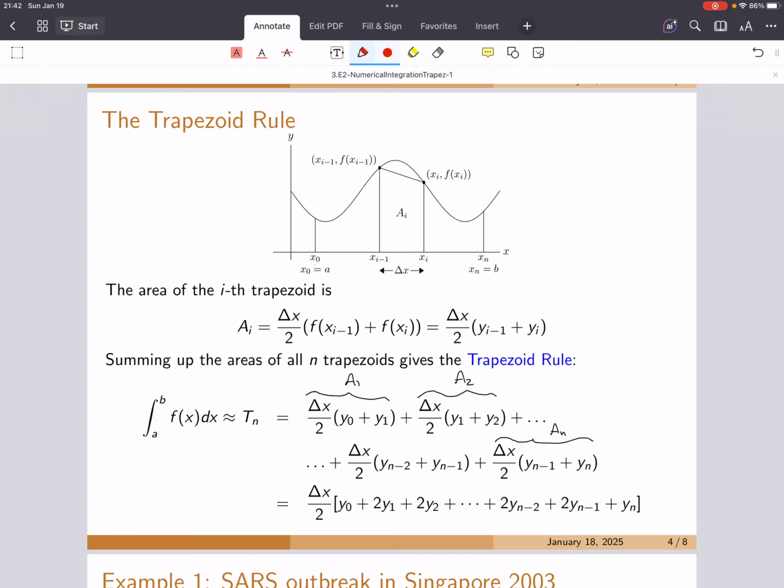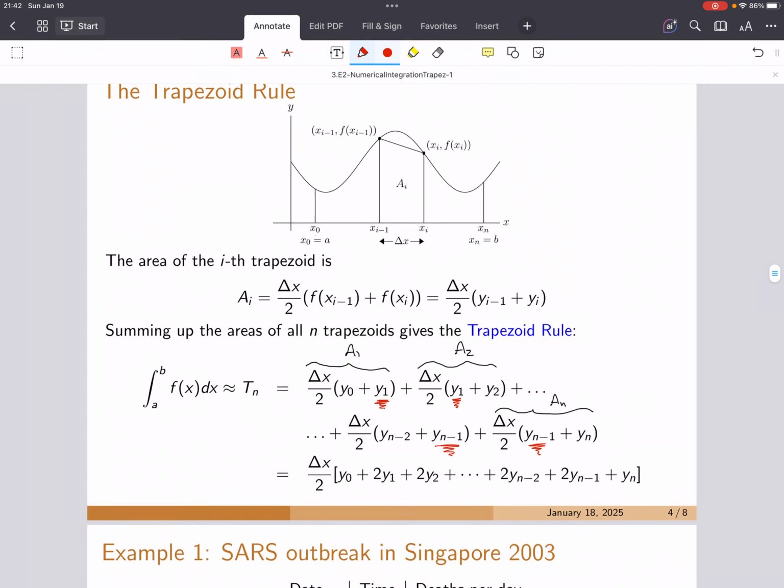How many times do we have y1? Well, y1 appears from A1 and from A2. Okay, it appears twice. Similarly, you can imagine that y2 appears twice because it comes from the second height from A2 and the first height from A3. Okay, and that keeps going. So you use twice y1, twice y2, twice y3, etc. At the very end, you still have twice y sub n minus 1, and you only have 1 times y sub n.